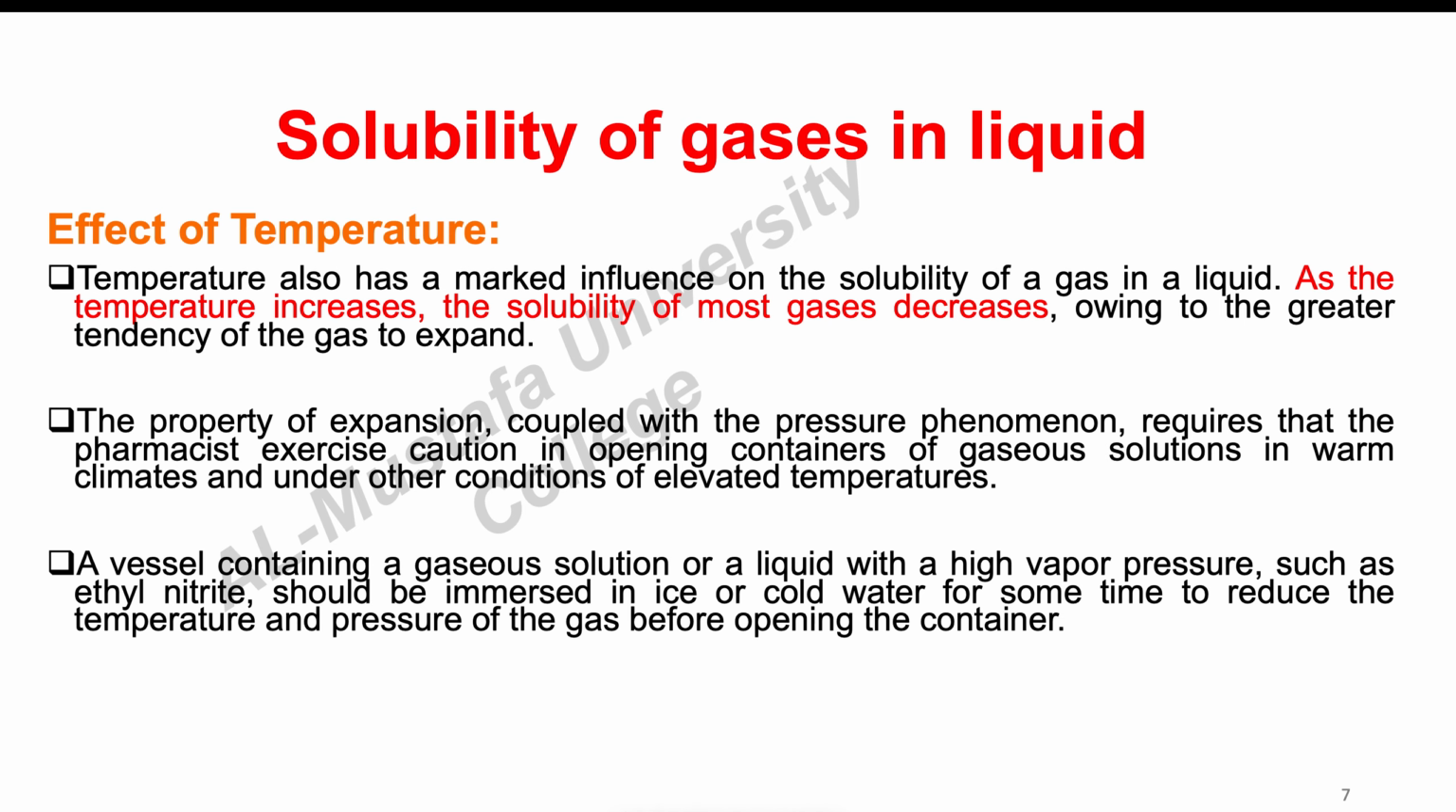A vessel containing a gaseous solution or a liquid with a high vapor pressure, okay, such as ethyl nitrate, should be immersed in ice or cold water for some time to reduce the temperature and the pressure of the gas before opening the container. واحدة من طرق الوقاية من الاكسبلوجن أو الانفجار اللي يصير إنه نحط الكونتينر مالتنا في cold water أو نحطه بالثلج. على سبيل المثال إذا عندنا vessels containing ethyl nitrate، أوكي، فنحطها حتى نقلل التمبريتشر والبريشر مال الغاز حتى قبل ما نفتحها.